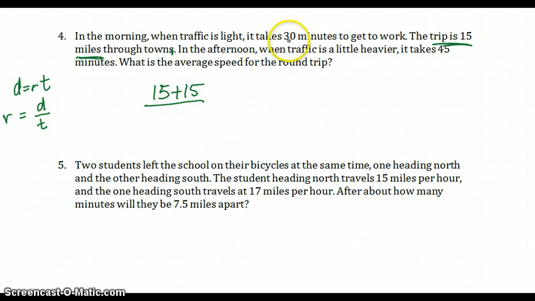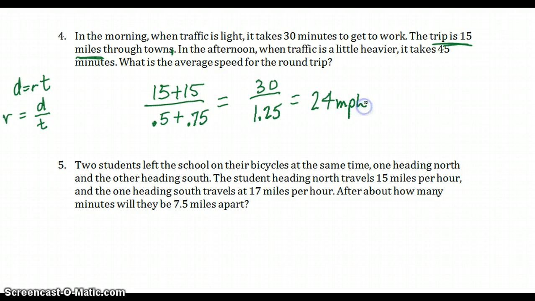So what's our time? 30 minutes is half an hour. Can y'all do that in your head? 30 divided by 60. And then 45 minutes, we did that in the last problem. That's 45 out of 60, which is 0.75. So we end up with 30 divided by 1.25, which gives us 24 miles per hour. That was their average speed going and coming to work.